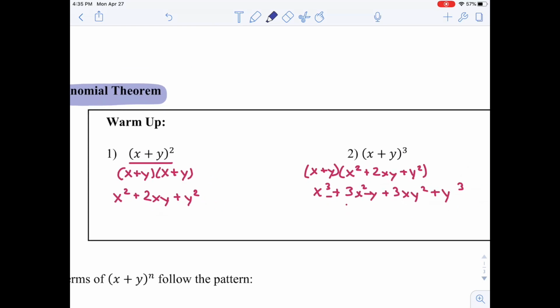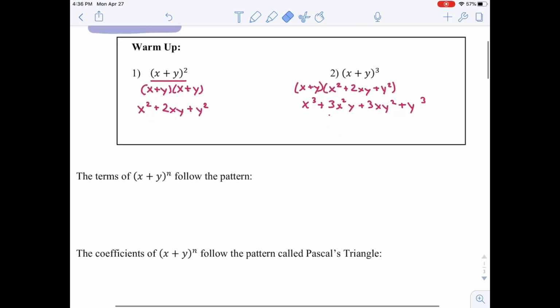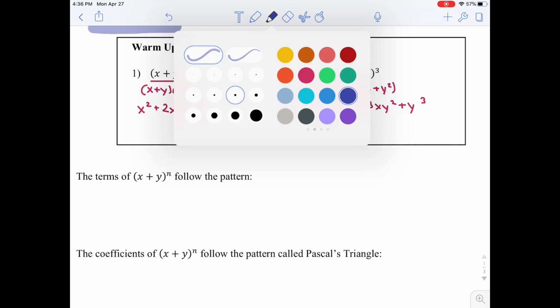Okay, so if we look at our answers here for those warm-up problems, hopefully we didn't run into any problems on this. You should have had really no issue with them. The first one just means x plus y times x plus y. And what you saw I did in the second one is I took my answer from the first one and just multiplied by another x plus y. Now, you might never realize this, but there's actually a pattern for these terms.